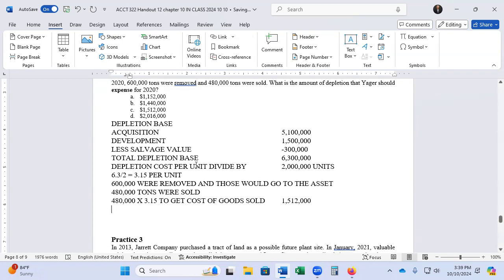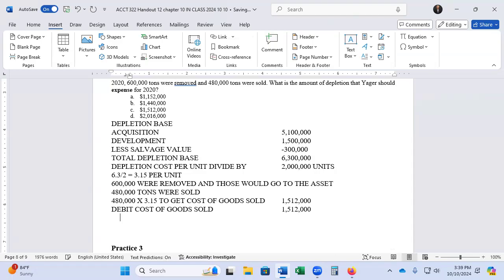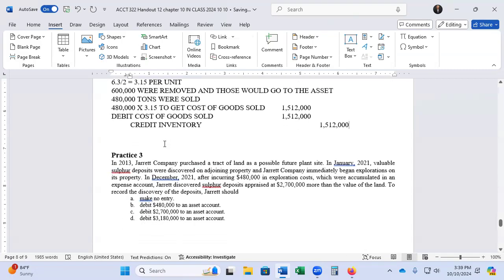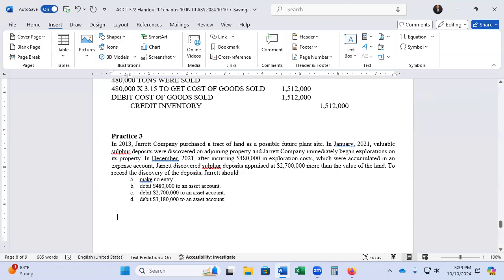And so you'd have a debit to cost of goods sold $1,512,000. And then a credit to inventory for $1,512,000. Any questions there? All right, now it's your turn. So last few minutes of class here, get to work on that.